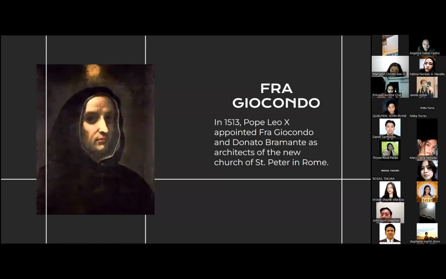The third architect is Fra Giocondo. In 1513, Pope Leo III appointed Fra Giocondo as an architect of the new church of St. Peter in Rome. He was evidently needed for his expertise on statics, as the foundation piers of the structure were shifting and had begun to deteriorate. Next slide.